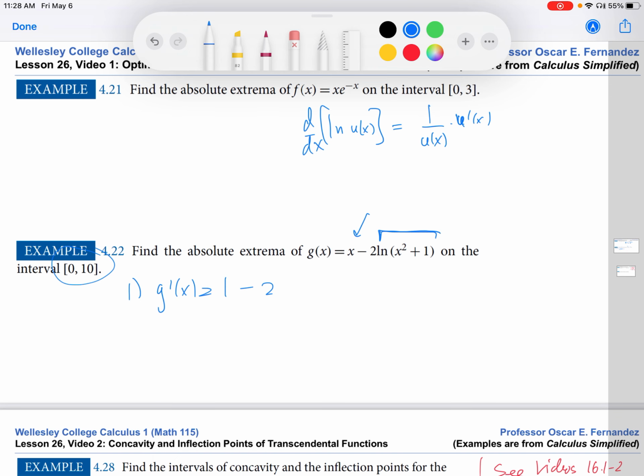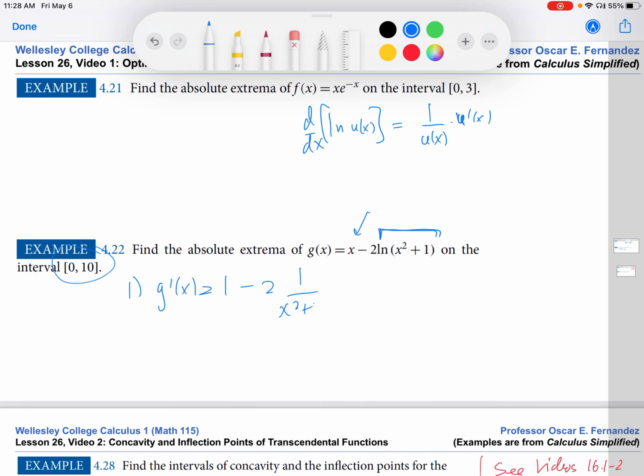So the derivative of ln of x squared plus 1 is 1 over x squared plus 1 times the derivative of that, which is 2x. Great. So I end up with 1 minus 4x over x squared plus 1, and that is my derivative. Once again, I'm looking for where this derivative is equal to 0 or is undefined. Again, I have no values where it's undefined because the only thing that could go wrong is dividing by 0. X squared plus 1 is never equal to 0, so no points where the derivative is undefined. So next, let's set this equal to 0 and see if we get any critical numbers from there.